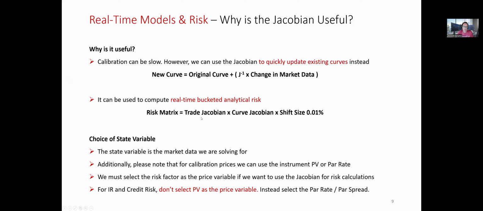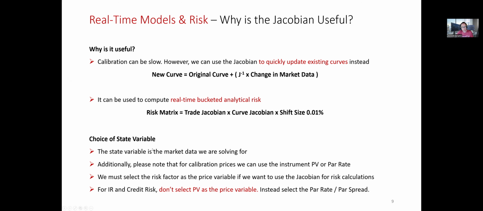Now, the trade Jacobian we're going to talk about shortly. The curve Jacobian is the one that's coming from the Newton-Raphson approach. And I'm going to show you some examples of all of this shortly. But basically, for the real-time risk, it really amounts to taking a trade Jacobian, which is a vector, multiplying that by an n by n matrix, where n is the number of calibration instruments, and then scaling that by 1 basis point, which is this shift size of 0.01%. So that's the formula here, and I'll give you some examples shortly.